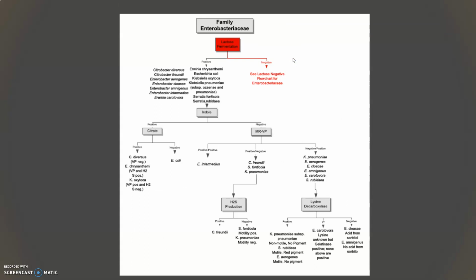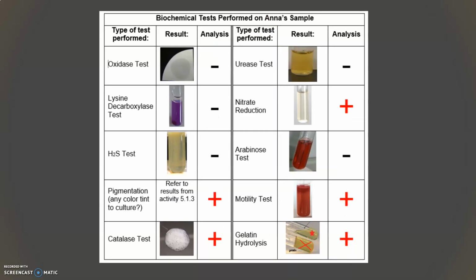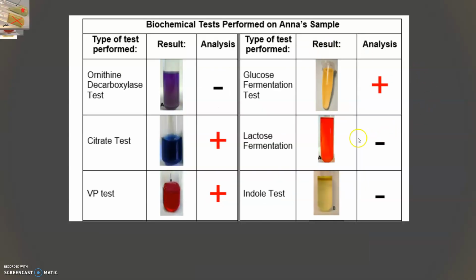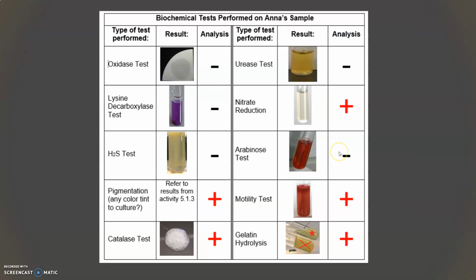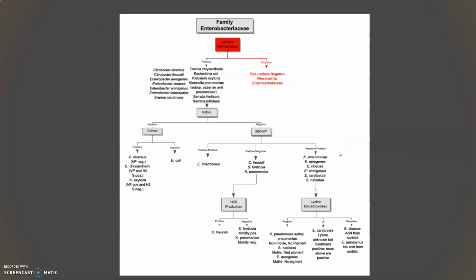So now we're in that family Enterobacteriaceae, and it shows our very next step is a lactose fermentation test. So we need to know if it's positive or negative. So the lactose fermentation test, we look over here, and she was negative. So in that case, it says C lactose negative flow chart for the Enterobacteriaceae. So we go on to our next flow chart.